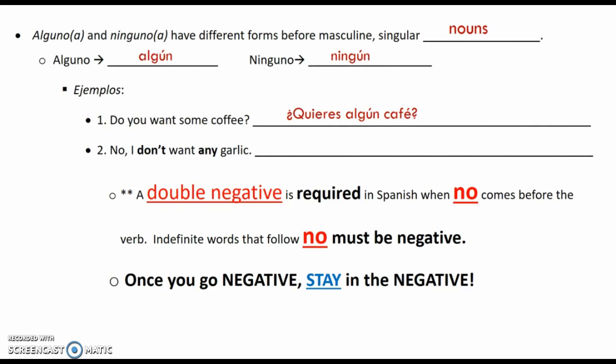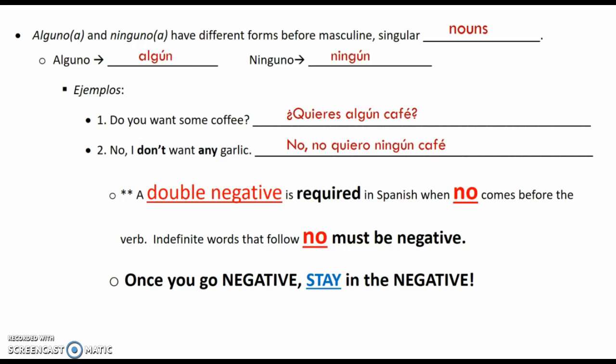Do you know, I don't want any garlic. The word garlic is ajo, and the word any is ninguno or ningún. And since garlic is masculine and singular, it becomes no quiero ningún café, although there's a mistake here, it should say ajo.